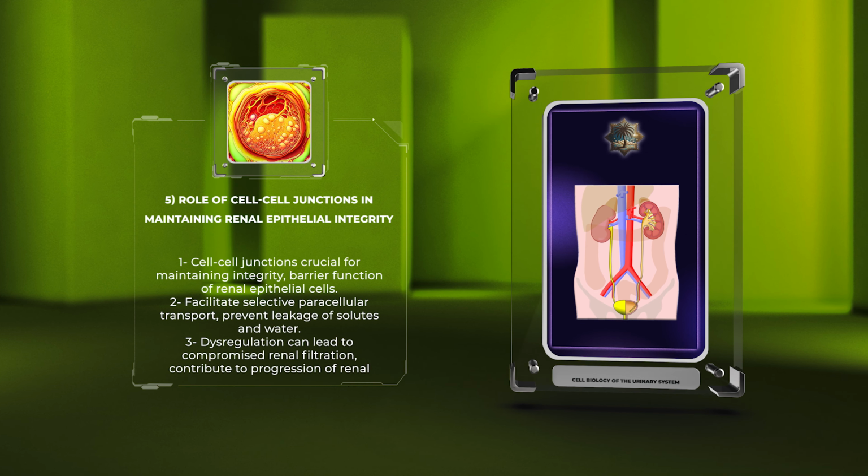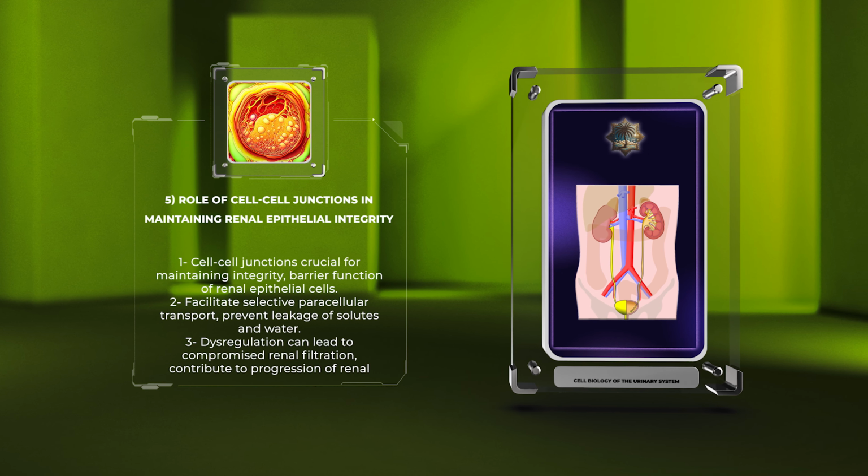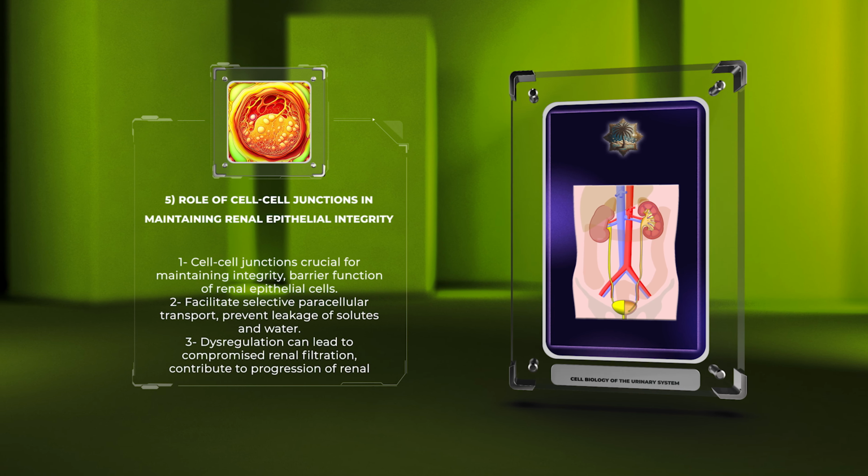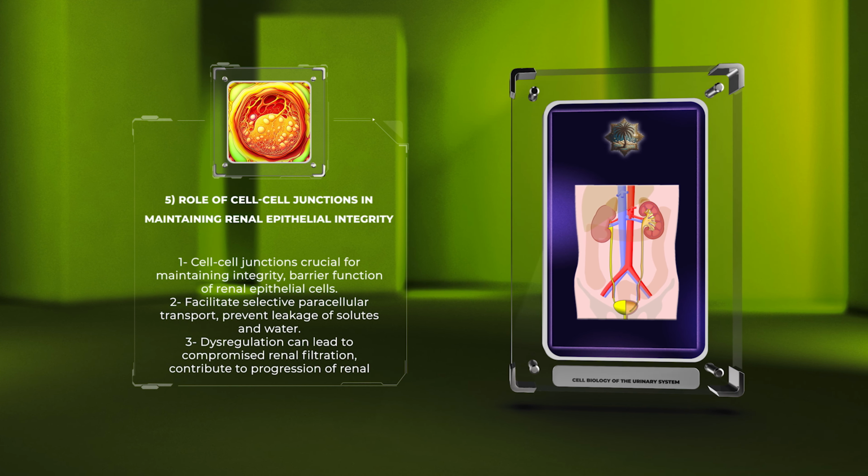Cell-cell junctions, such as tight junctions and adherens junctions, are crucial for maintaining the integrity and barrier function of renal epithelial cells. These junctions facilitate selective paracellular transport and play a pivotal role in preventing the leakage of solutes and water. Dysregulation of cell-cell junctions can lead to compromised renal filtration and contribute to the progression of renal diseases.